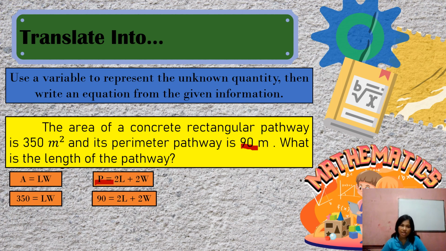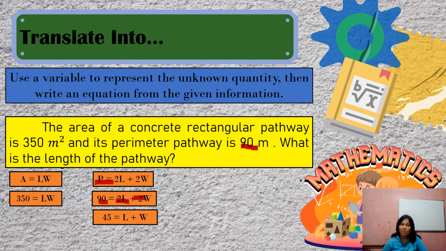Now take a look at 90, 2, and 2. Remember that we need to reduce whenever necessary. So reducing this 90 equals 2L plus 2W is just dividing all by 2. When we divide the whole equation by 2, 90 divided by 2 is 45, and 2 divided by 2 is 1. So it will become 45 equals L plus W.